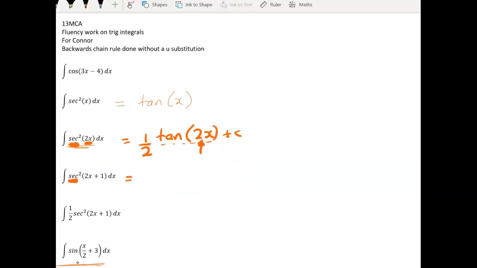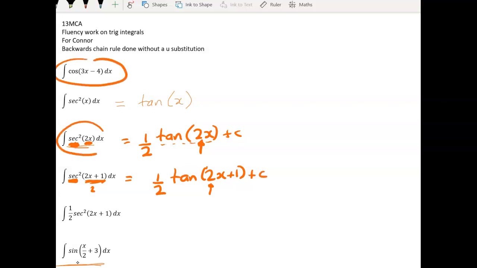On to the next one. Well, I've got sec squared here, and then my inside function has got a derivative of 2. So this integral will be tan of 2x plus 1, but I have to divide out the 2. So we get a half of tan 2x plus 1 plus c. So in all of these ones here so far, the pattern that I've got is that I've got an inside function of x, but I've got a multiple of its derivative sitting here, right? So in this case, the derivative of 3x minus 4 is 3.